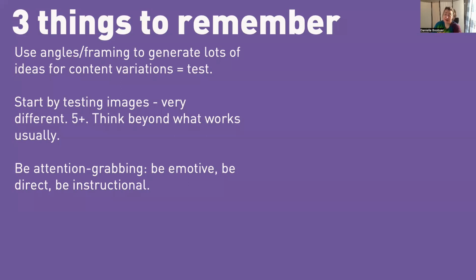Just a refresher, here are 3 points to remember. Brainstorming around themes or frames can help you explore how to tell your story from different angles and come up with lots of variations for your ad content. Variations are key for successful Facebook testing and finding out what works. You could start by testing at least 5 images that are very different from one another, not just images that have worked elsewhere. Then you can figure out which headlines and ad body copy perform best with an image or images that are performing well. Be attention grabbing with all aspects of your content. Be emotional, be direct, be instructional.